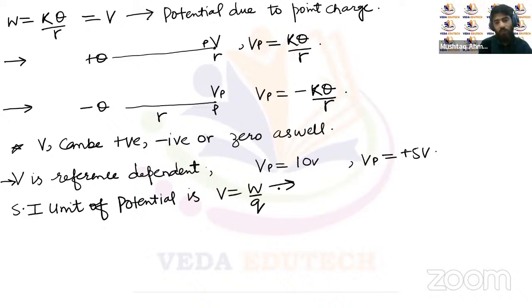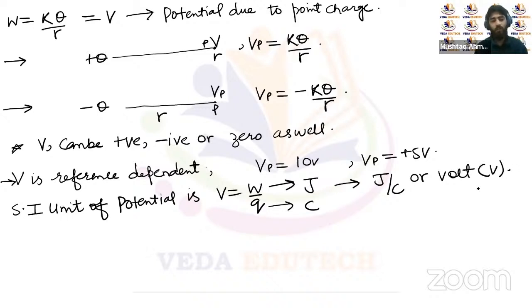And the SI unit of work is joule and the SI unit of the charge is coulomb. We define the SI unit of potential as joule per coulomb, or we call it a volt, denoted by this symbol V, right? So the SI unit of potential is joule per coulomb, or volt, denoted by V, correct?